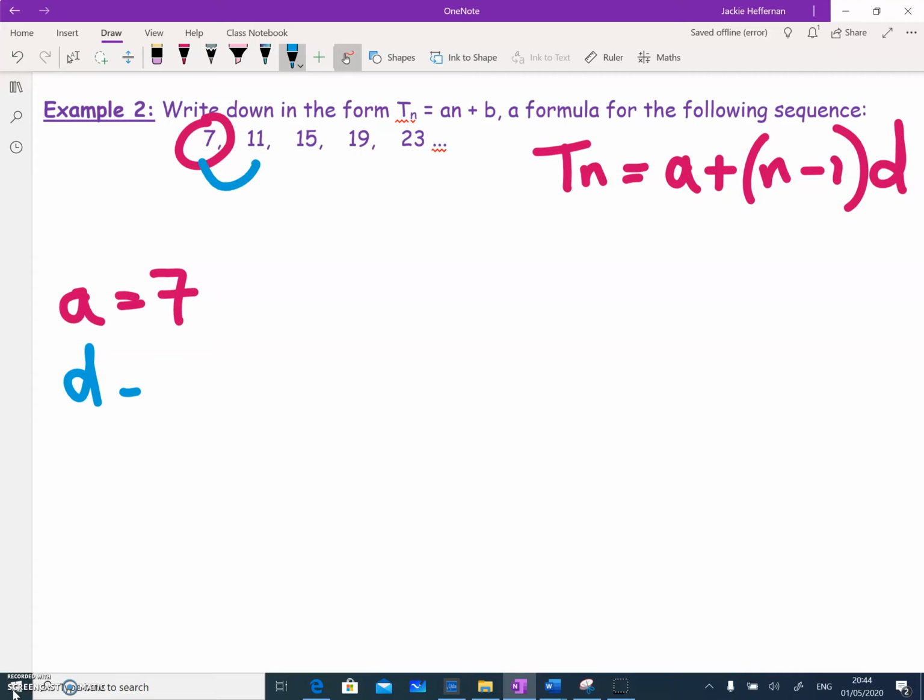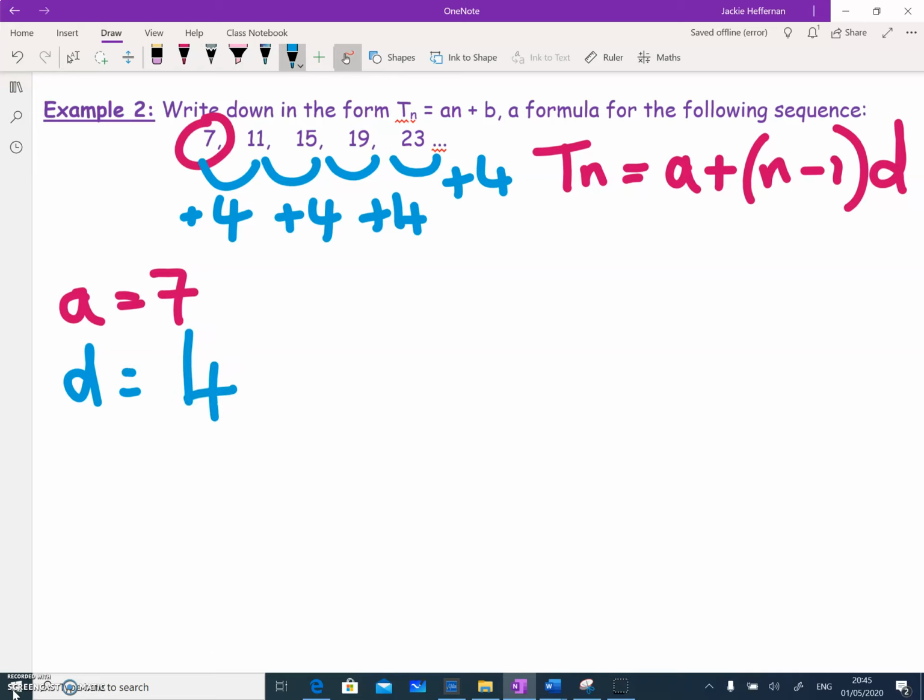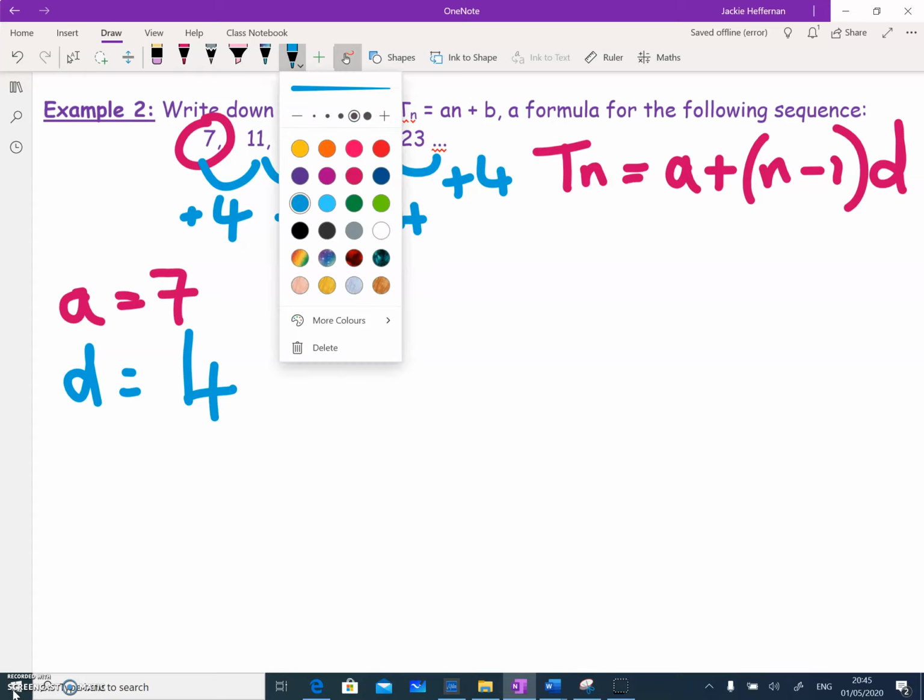So the first time we add 4 to get from 7 to 11. To get from 11 to 15, we add 4. From 15 to 19, we add 4. And the last one, to get from 19 to 23, we add 4. So our difference is the same each time. So our difference is 4. Now we fill that in to our equation over here.